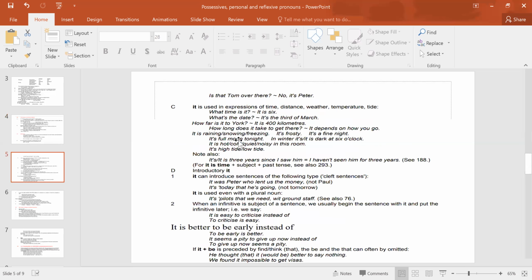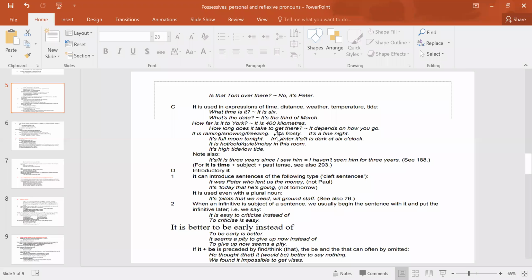In the next slide, we are again discussing the uses of it. You can see some uses of it over here as well. It is used in expressions of time, distance, weather, temperature, tide, etc. These are the uses for time, distance, weather, etc. You can also use it as an introductory it. For example, it can introduce sentences of the following type, cleft sentences. It was Peter who lent us the money. It is today that he is going. This is introductory it.